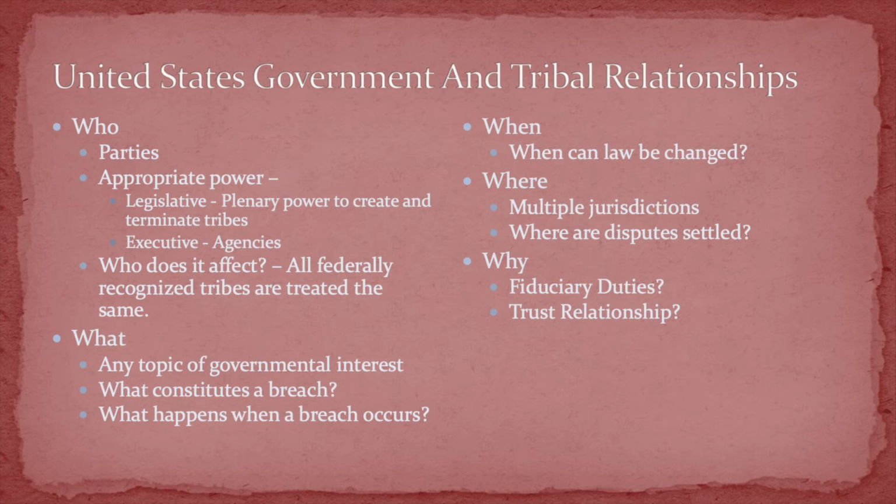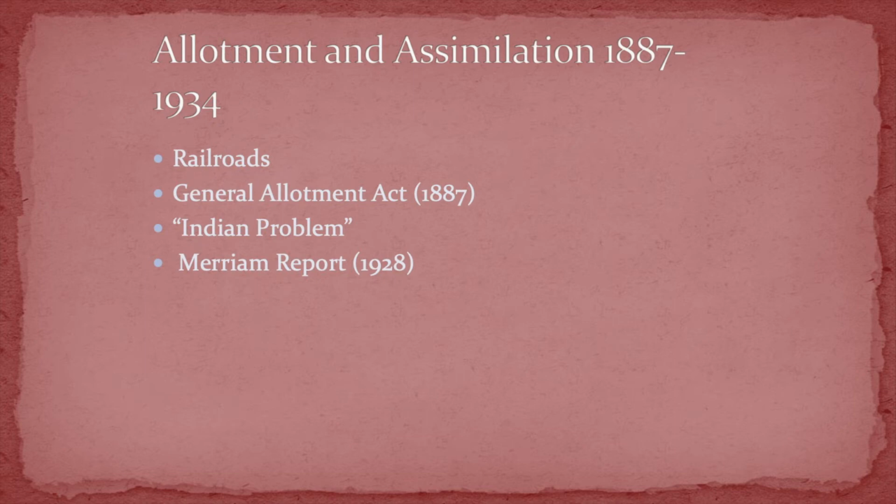And where is this happening? This is happening in multiple jurisdictions, and it's even creating new jurisdictions with all of these changes. So why is it happening? Well, it brings into question, where's that fiduciary duty, right? What about that trust relationship? We're still moving on to allotment and assimilation, and this is from 1887 to 1934.